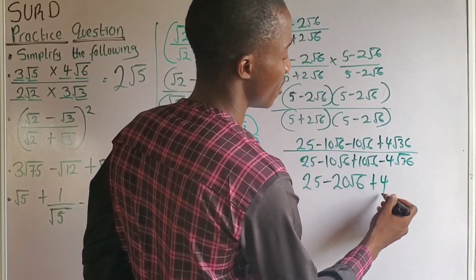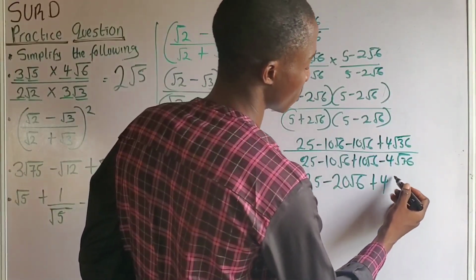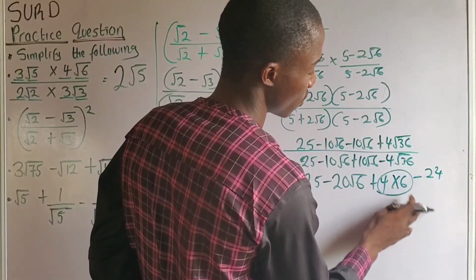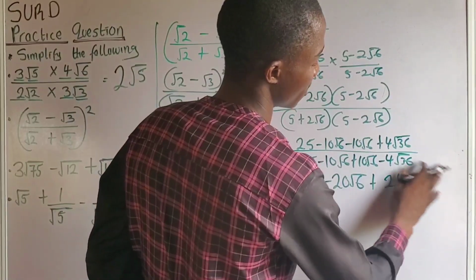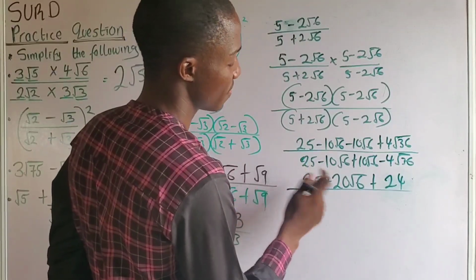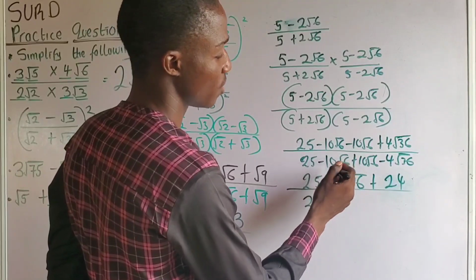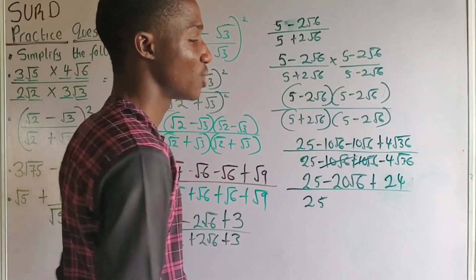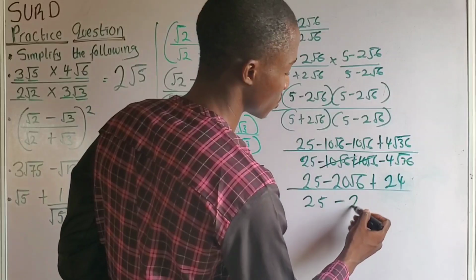Plus 4 multiplied by root of 36. The root of 36 is what? 6. I'm going to have plus 4 times 6, and 4 times 6 will give us what? 24. So I'm going to have 24 here. Now all over 25. Yes, minus 10 root 6 plus 10 root 6, that is what? They cancel each other. Then we have minus 4 times root 36. Root 36 will give us 6. Minus 4 times 6 will give us what? Minus 24.